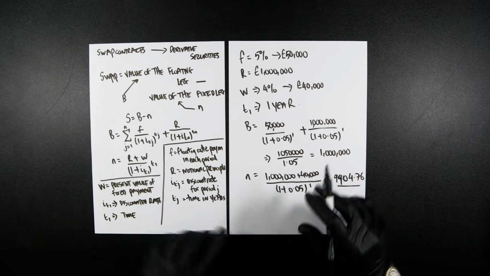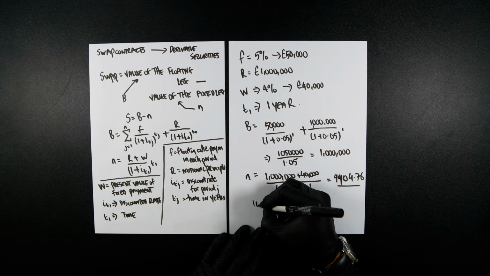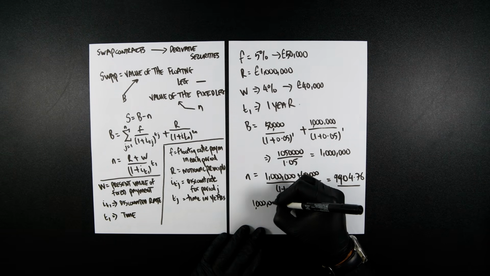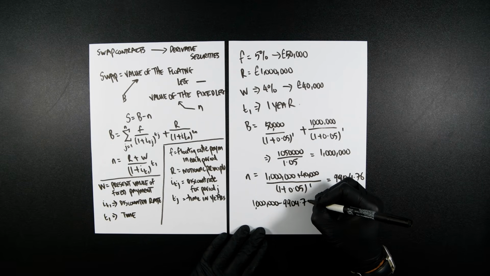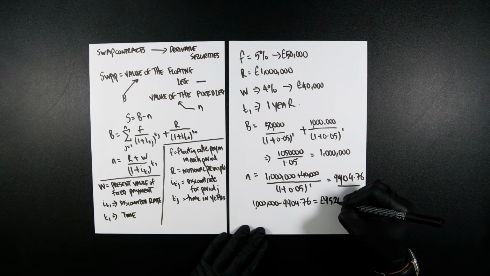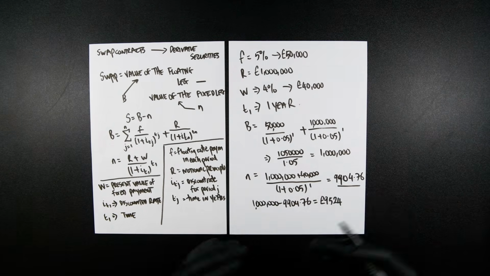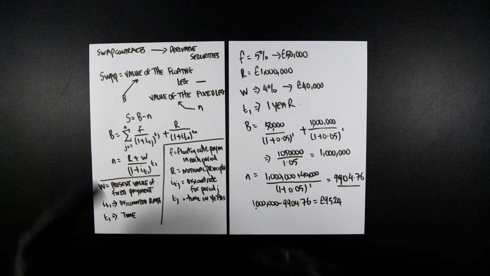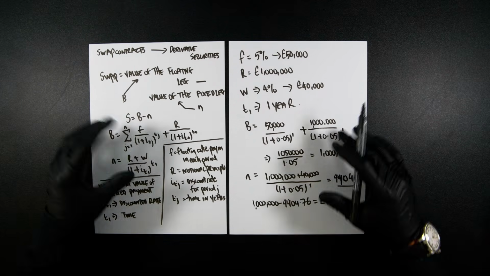So now we can subtract, because we've got the original equation here, which was S equals B minus N, and we've got that. So let's do this minus this. So you're going to have 1,000,000 minus 990,476. So that's going to be, I'm going to round it a little bit, 9,524. So this means the floating receiver gains £9,524 from this swap contract.